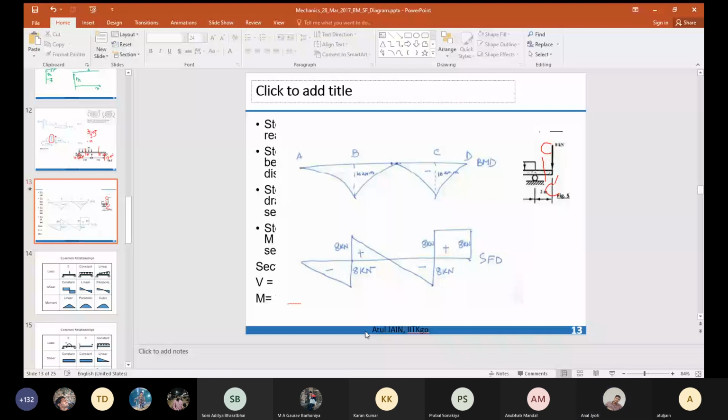Sir, between B and C, the graph is parabolic, na? More or less, है ना? B and C. Yes, sir. Between B and C, there is no point load, so it has to be parabolic. Yes, sir. I was just confirming.